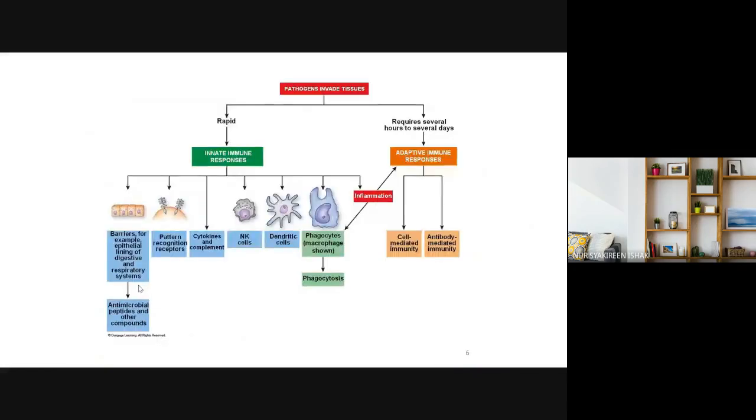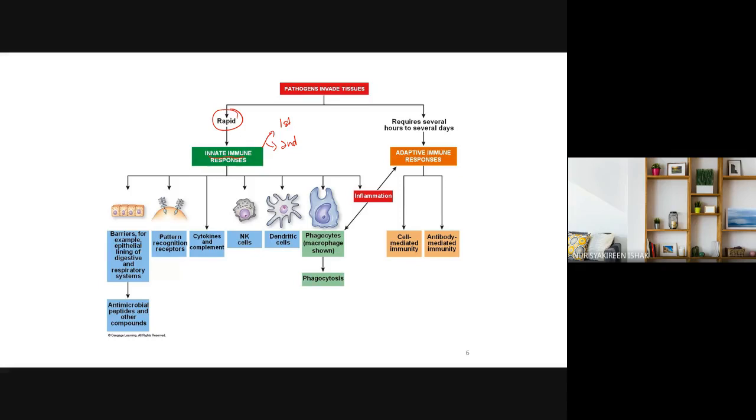Okay. So pathogen invade tissues. So you have tadi innate immune response. Innate immune response merangkumi first line defense and second line defense. Okay. So the response is rapid. So maksudnya bila pathogen ni nak attack je badan awak kan. So kalau first line defense lagilah your skin is already acidic. So this prevents the pathogen from entering your body.